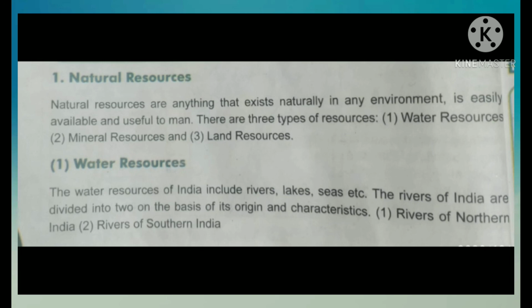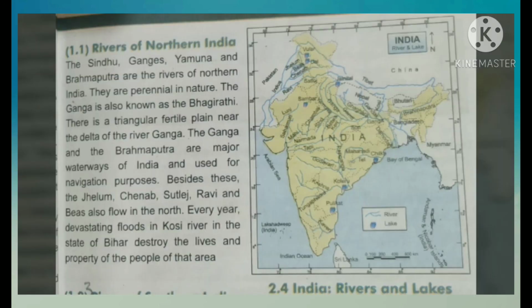First one is water resources. The water resources of India include rivers, lakes, seas, etc. So which are the resources of water? We can say rivers, lakes and seas. The rivers of India are divided into two on the basis of their origin and characteristics. The rivers which are there in India, we can divide them into two parts. They are rivers of northern India and rivers of southern India.